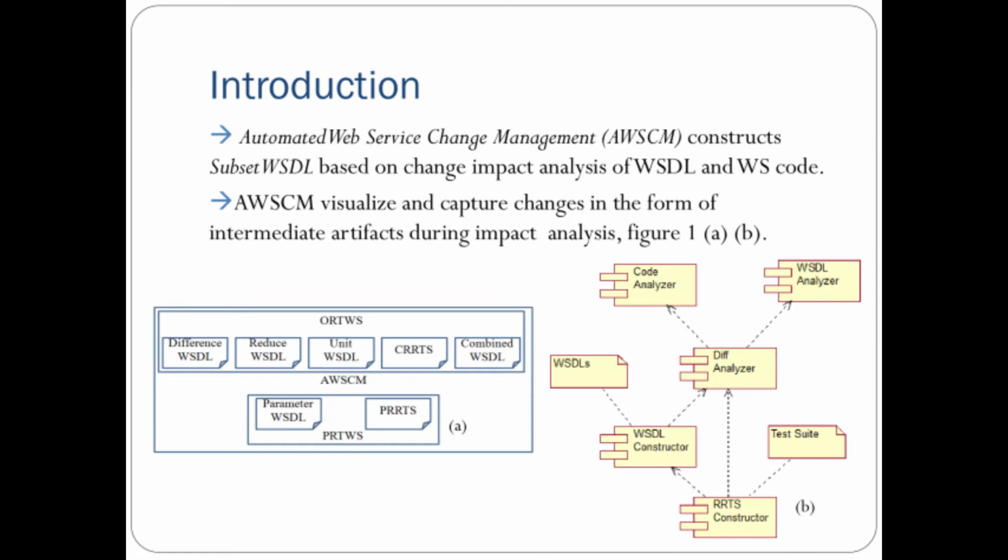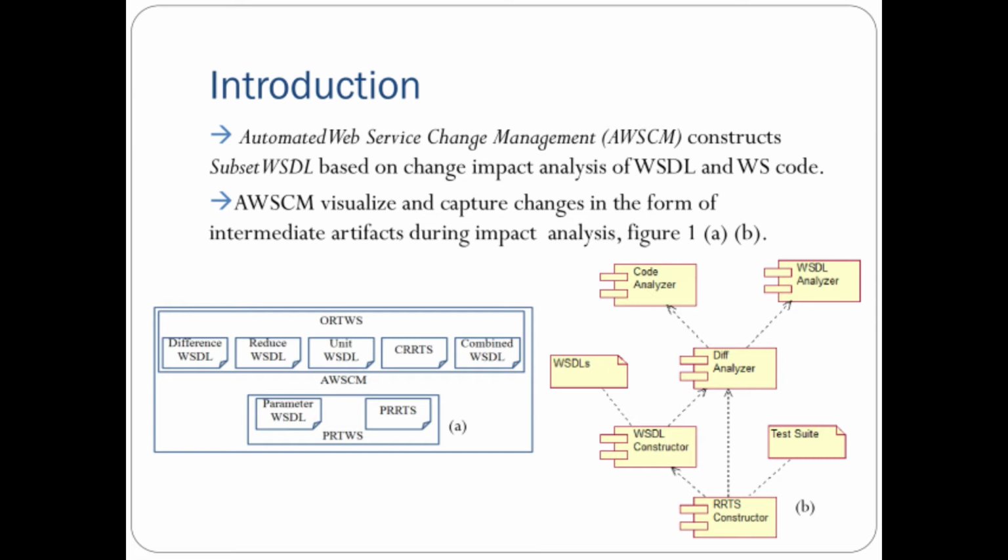What is change impact analysis? Change impact analysis is when a web service goes from version 1 to version 2, or version 3 or version 4, there are some changes which actually occur in those web services. Analyzing those changes and the impact of the changes is the part of change impact analysis theory, where these changes could be possible at the WSDL level and at the web service code level. So this impact analysis could be done. And next, WSDL visualization and capturing all these changes in the form of an intermediate artifact is possible.